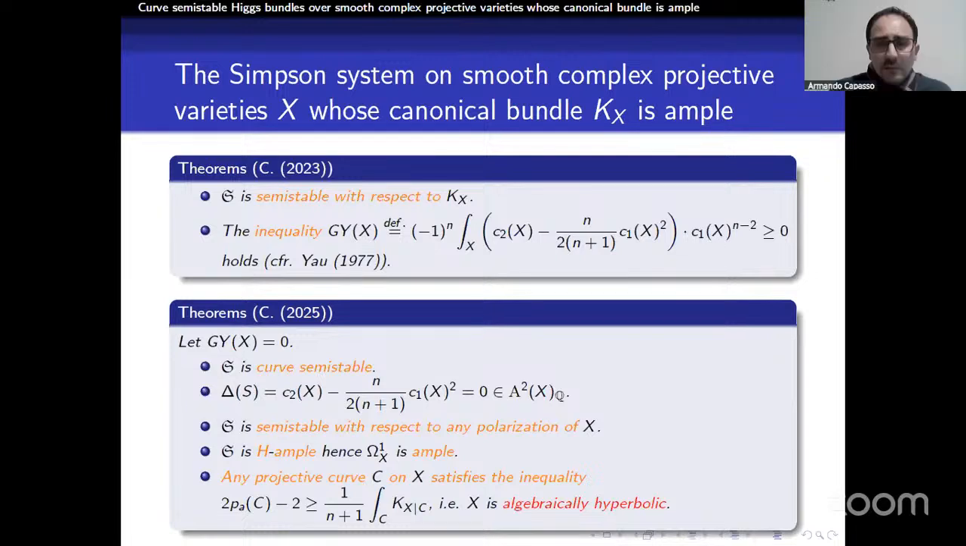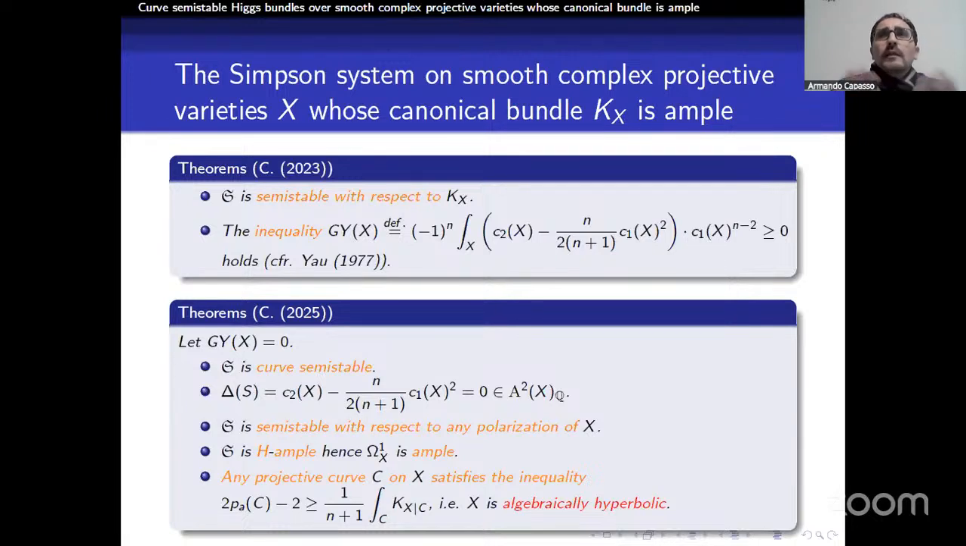Okay, this is a definition. A smooth projective variety is algebraically hyperbolic if there exists a positive real number epsilon such that 2 times the arithmetic genus of C minus 2 is greater or equal to epsilon times the degree of K restricted to C. This is the general definition. This is a very classical definition given, if I'm not wrong, by Kobayashi or Demailly. I don't remember.